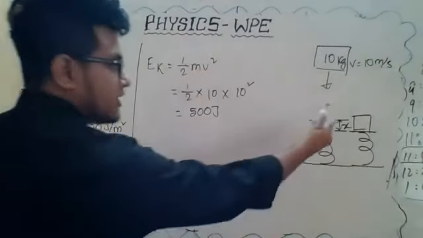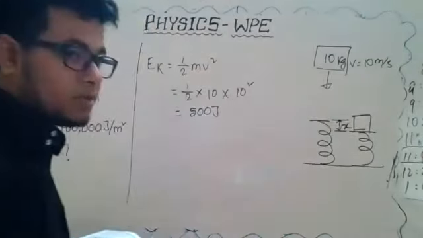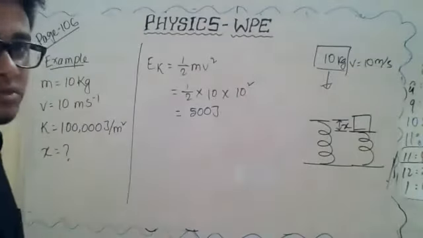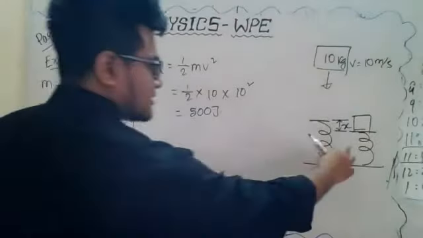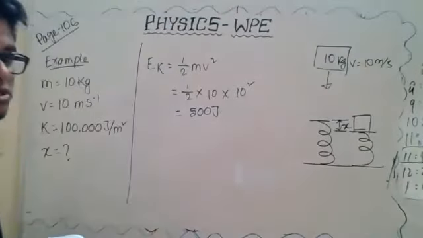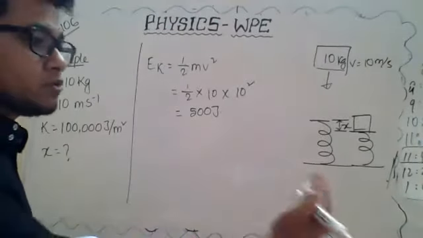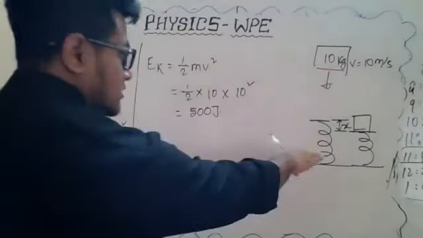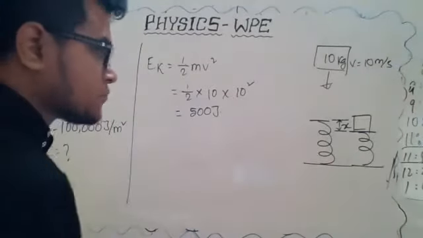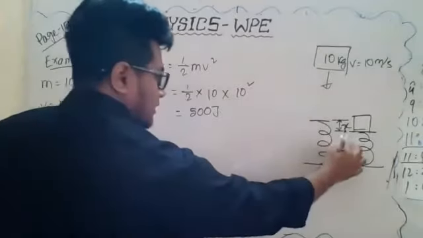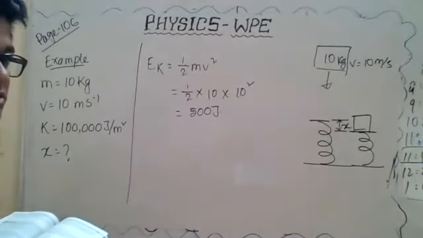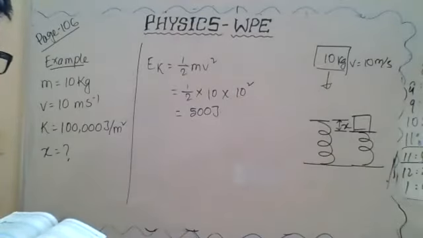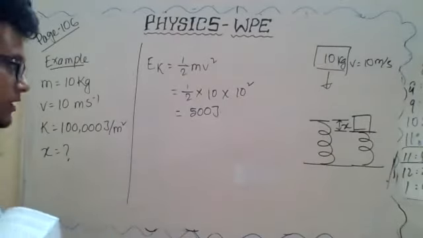Now, if I take out this object, what will happen? It can come back to its original position, correct or not? So definitely it has some potential energy. Using that potential energy, it will be able to come back to its original position. That means it can regain its state. So the potential energy that is stored in the spring, we know how to calculate this one, right? That is half kx squared.